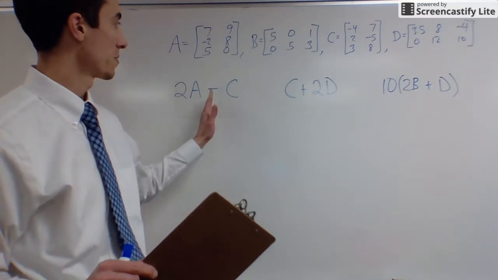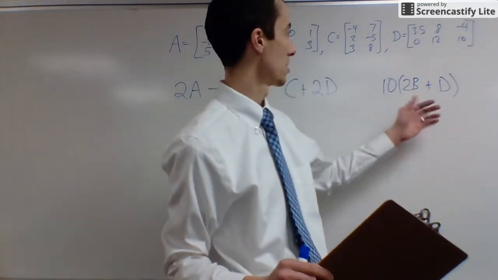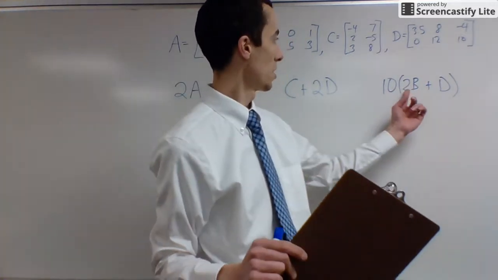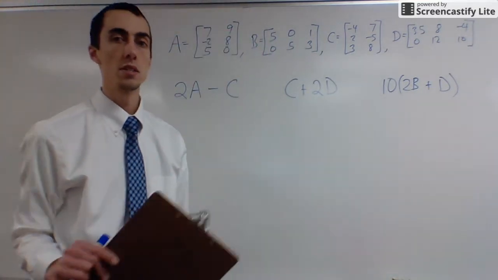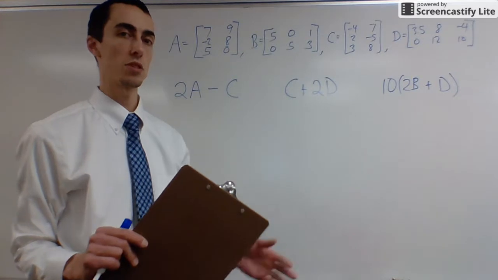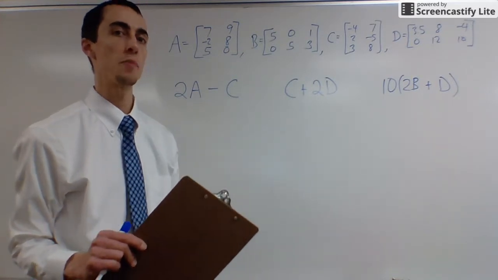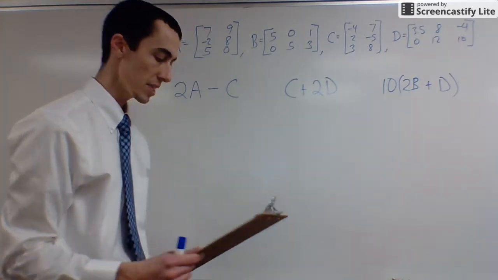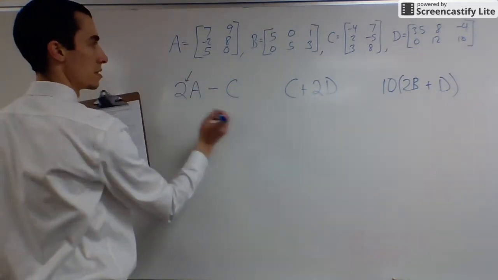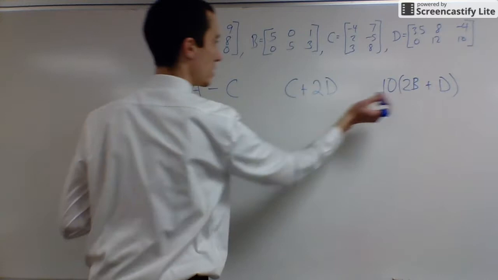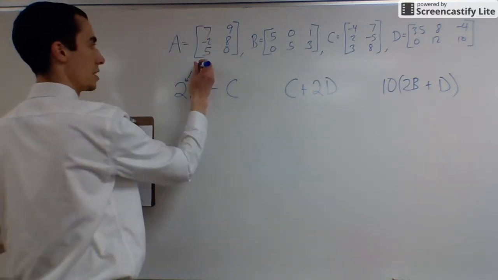We can see up here we've got subtraction and addition along with some numbers times matrices. 2 matrices can be added or subtracted when they have the same order. The number in front of a matrix, here, here, and here, is called a scalar.